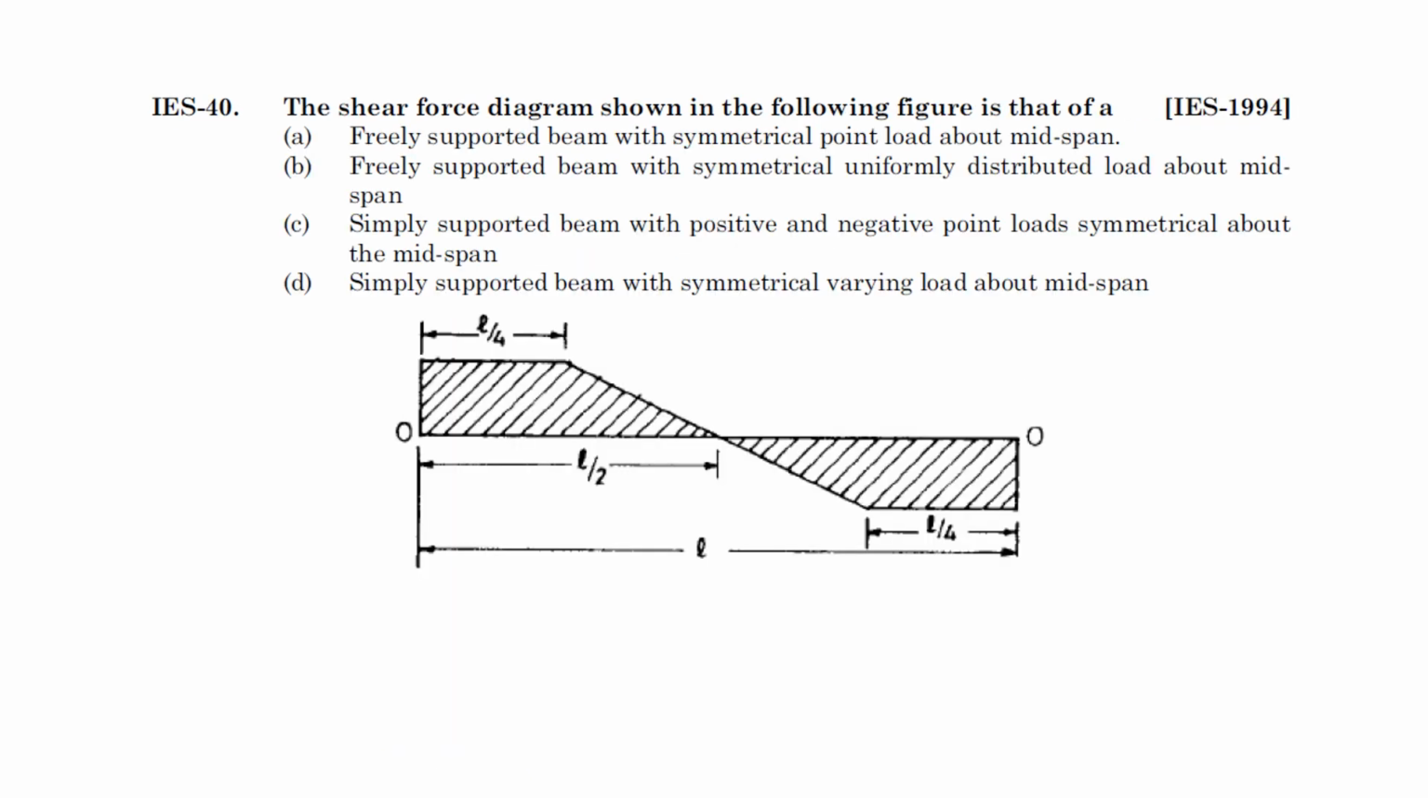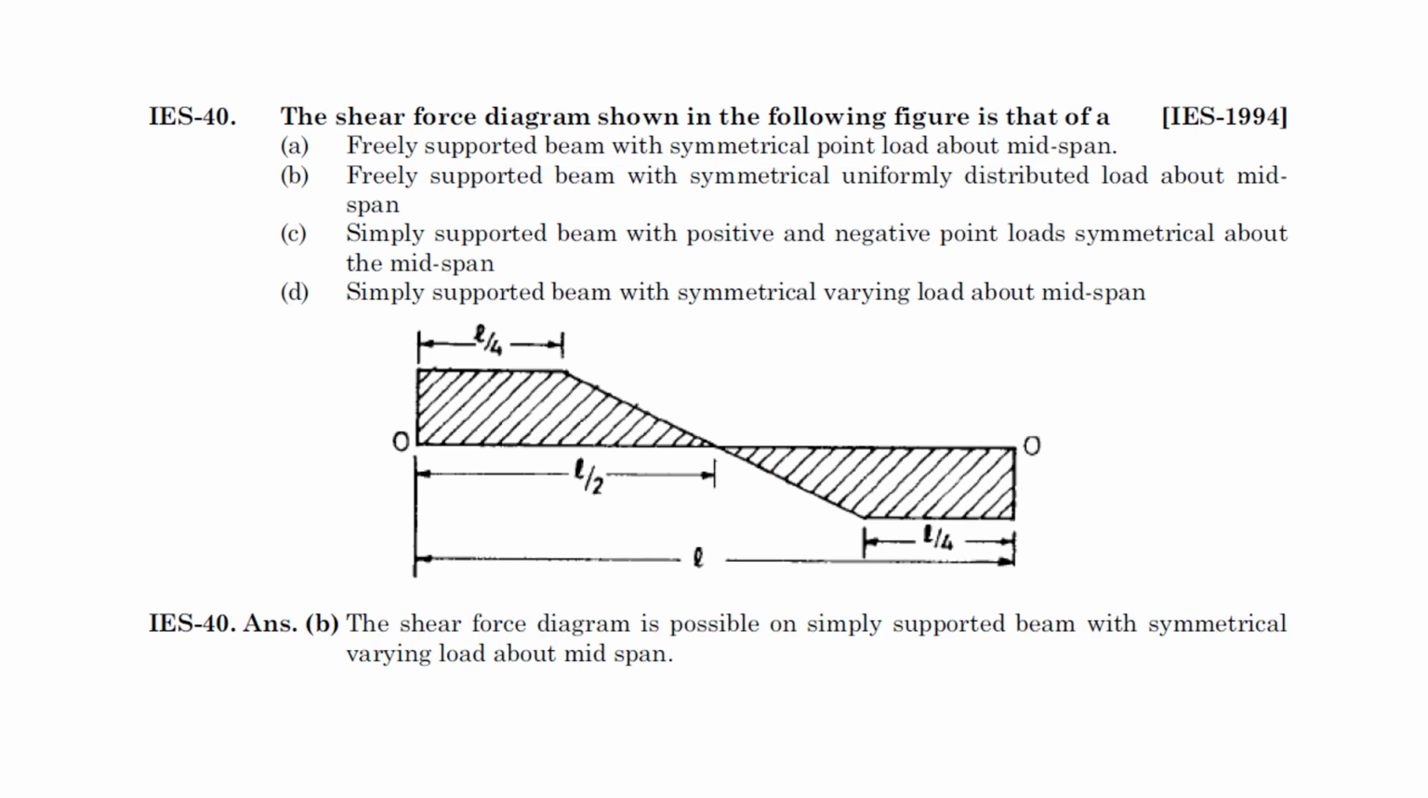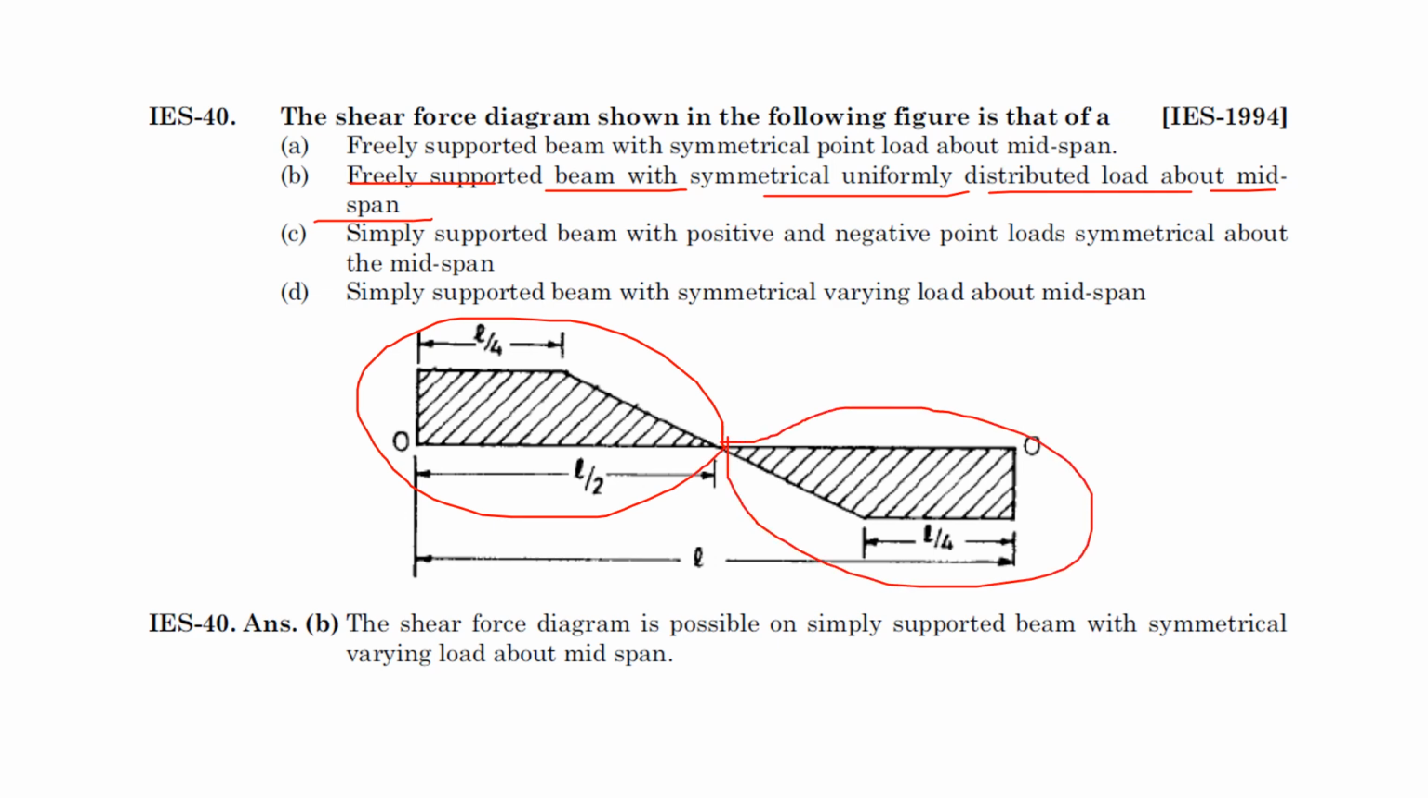Next question, SFD is given. In the following figure, I think they are asking the type of loading: a simply supported beam with a symmetrical point load about mid-span. Obviously they are asking the loading condition for this SFD. It is actually a freely supported beam with a symmetrically uniformly distributed load over the mid-span. You can see this portion and this portion are both symmetrical to each other.